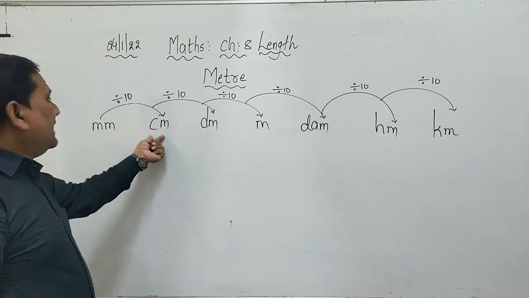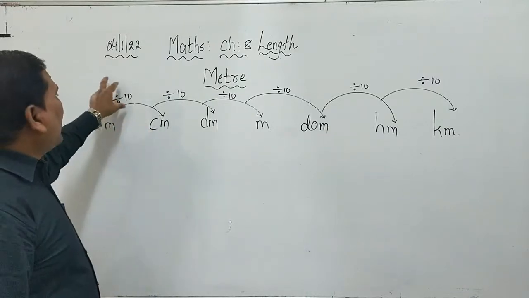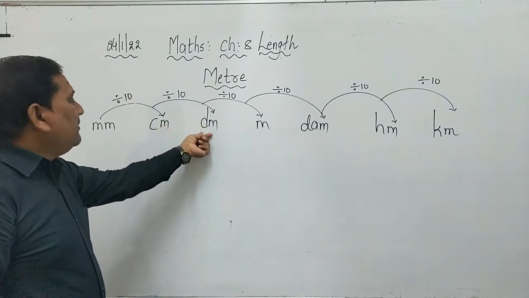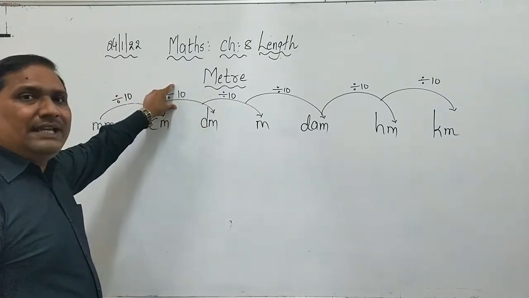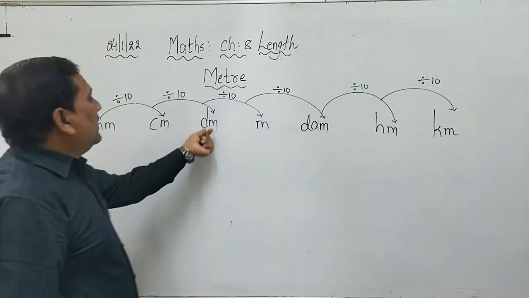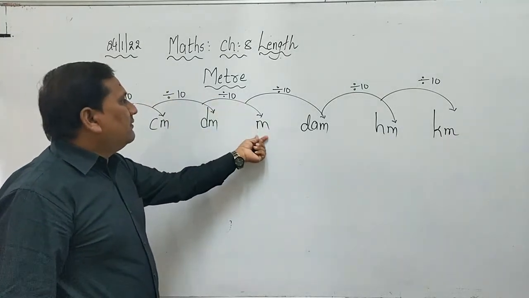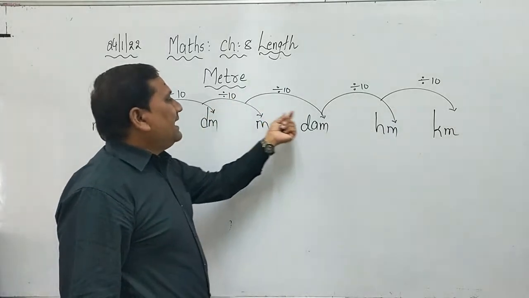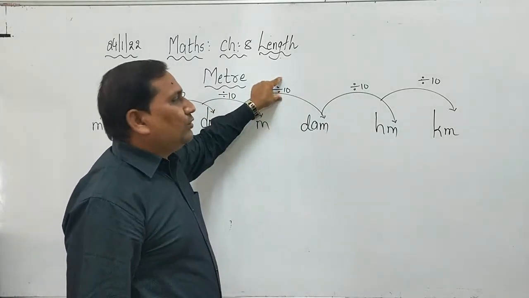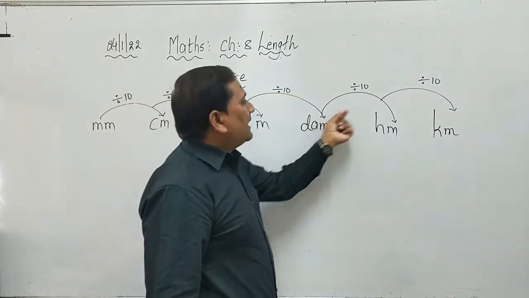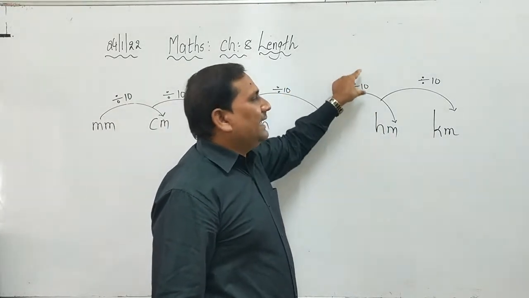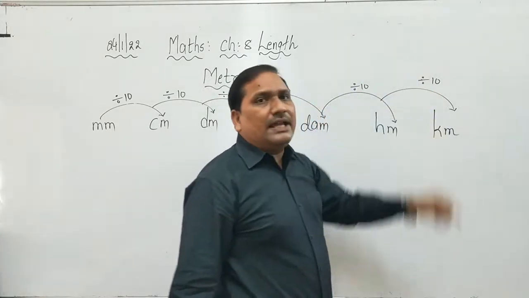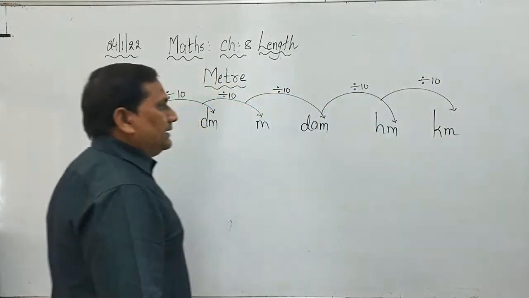मिलीमीटर से अगर मुझे सेंटीमीटर में कन्वर्ट करना है तो आई हैव टू डिवाइड बाय 10. सेंटीमीटर से डेसीमीटर में कन्वर्ट करना है तो अगेन आई हैव टू डिवाइड बाय 10. डेसीमीटर से मीटर में कन्वर्ट करना है तो अगेन आई हैव टू डिवाइड बाय 10. मीटर से डेकामीटर में कन्वर्ट करना है तो डिवाइड बाय 10. फ्रॉम डेकामीटर टू हेक्टोमीटर अगेन डिवाइड बाय 10. From hectometer to kilometer, I have to divide it by 10.